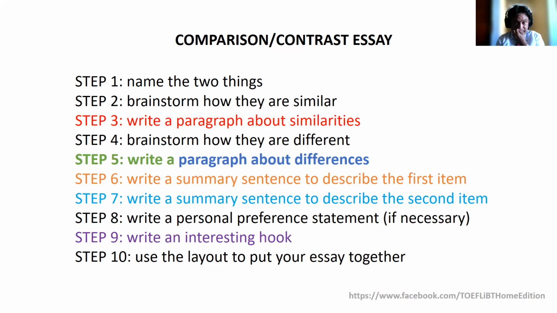Step 1, name the two things. Step 2, brainstorm how they're similar. Step 3, write a paragraph about similarities. Step 4, brainstorm how they are different. Step 5, write a paragraph about differences.